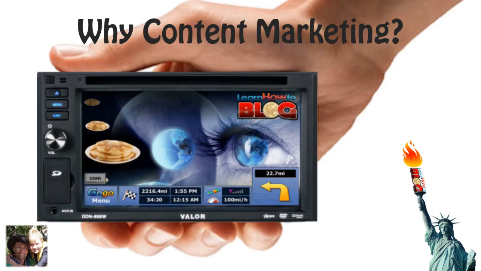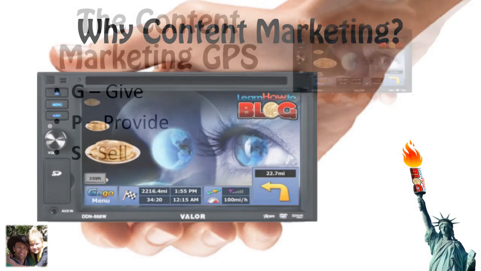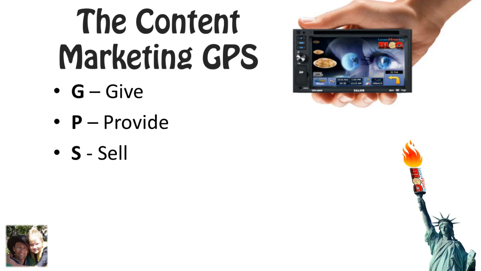Let me share with you an invention of mine. It's called the Content Marketing GPS. These are the 3 letters of content marketing. GPS. If you remember them and what they mean, you will be successful when you put them into action. G stands for give, P stands for provide, and S stands for sell.